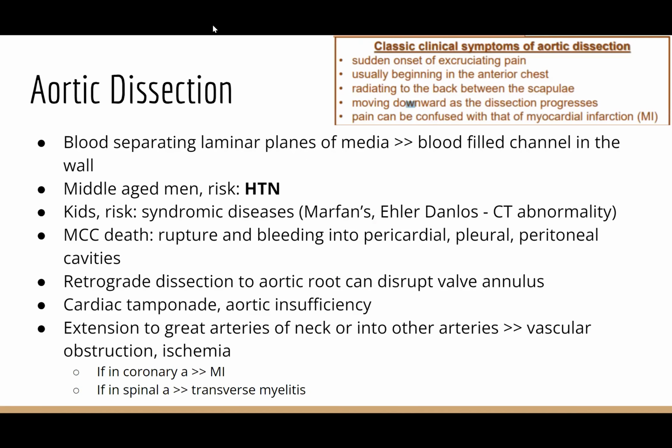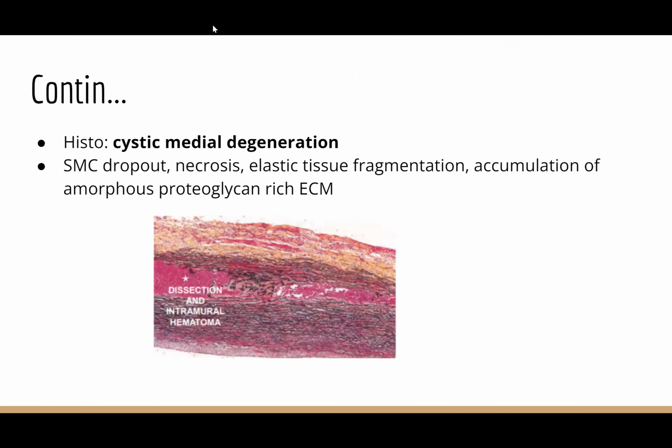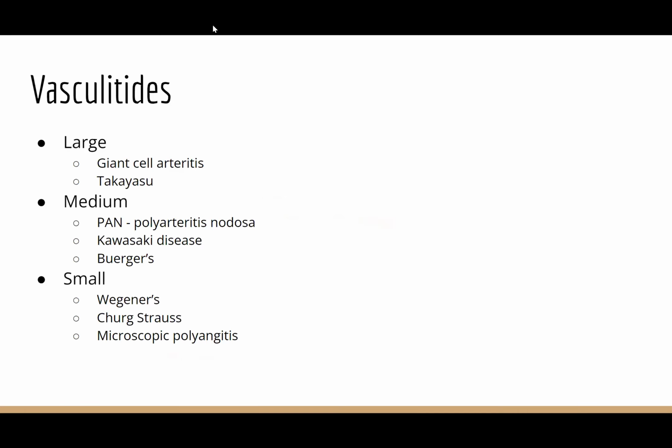Oh, and at the top right, that's just the clinical presentation. So if you're looking at the vignette, that's what you're going to see. Continued. The big thing histologically, you're going to see cystic medial degeneration, and then smooth muscle cell dropout, necrosis, elastic tissue fragmentation, and accumulation of the amorphous proteoglycan-rich ECM.